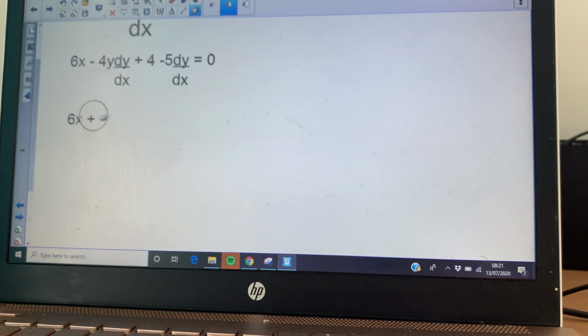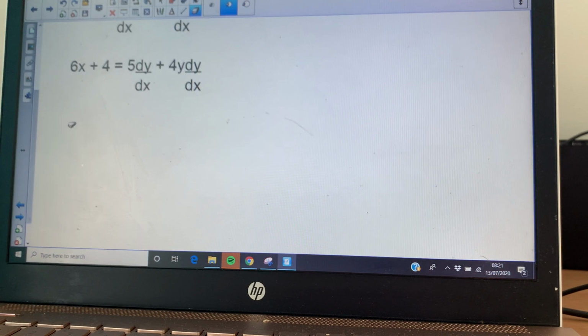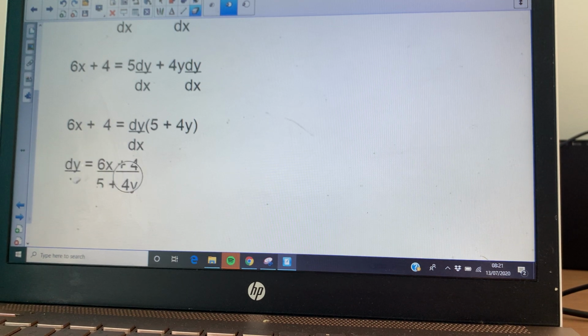You're now going to get your dy/dx terms on one side and your non-dy/dx terms on the other side. You're going to make dy/dx the subject. Now I've moved those over there because I'm mindful of keeping everything positive. Take out a factor of dy/dx, and then divide both sides by 5 plus 4y, and that is your answer. A gradient given in terms of x and y, for the first time that you've ever done that.